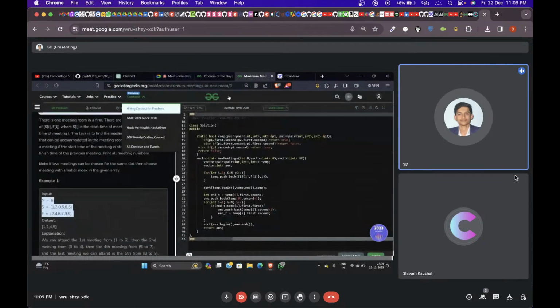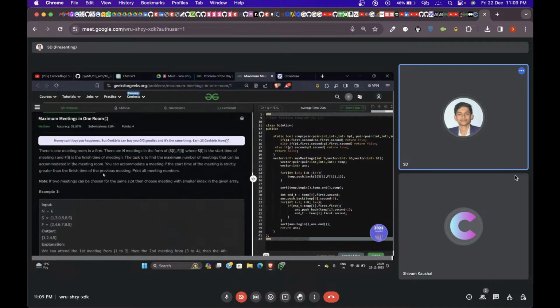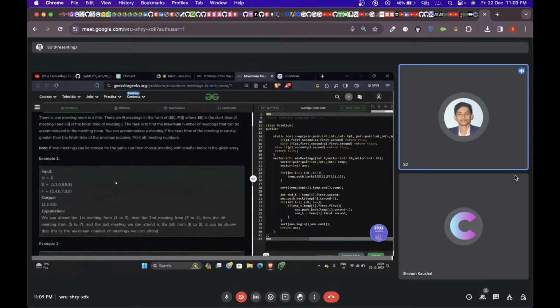See guys, the question that we have been asked in today's LeetCode POTD is that two arrays are given to us. The first will be the starting array, the other one will be the finishing array. The starting array dictates the starting time of the meetings, and the finishing time is the moment when the meeting finishes.